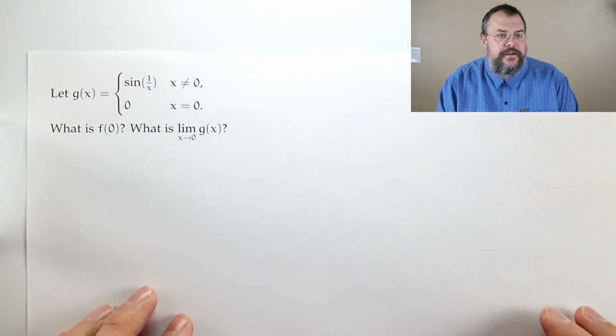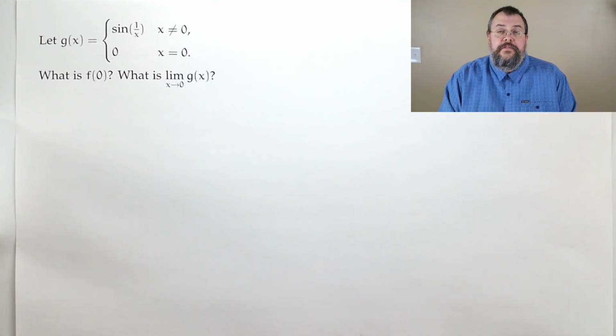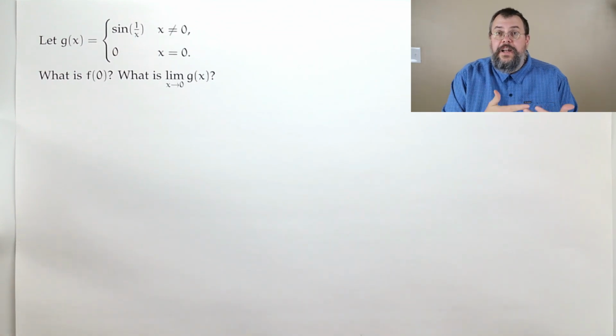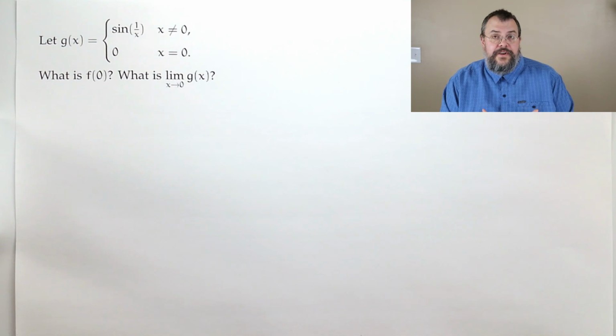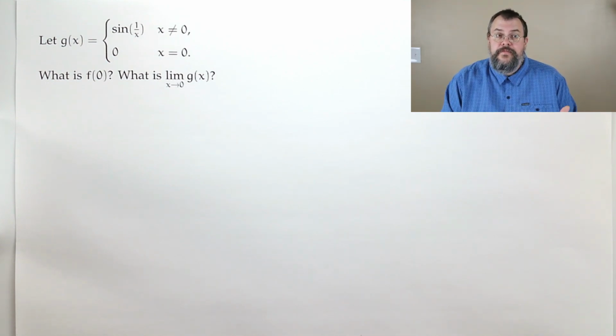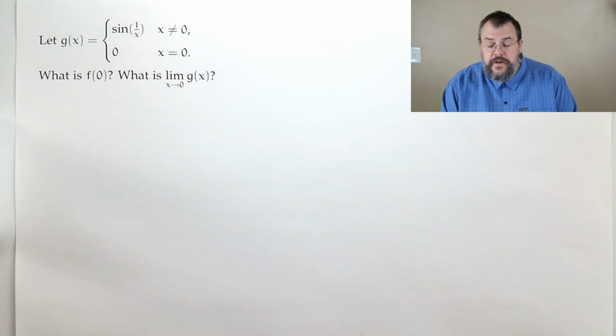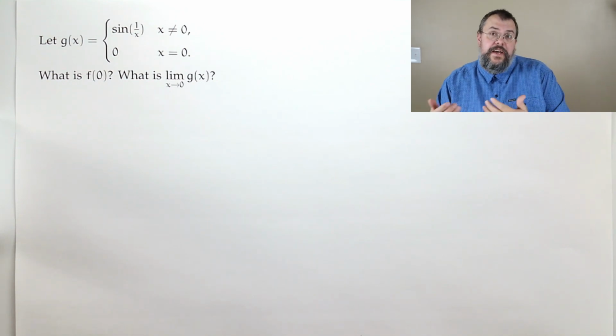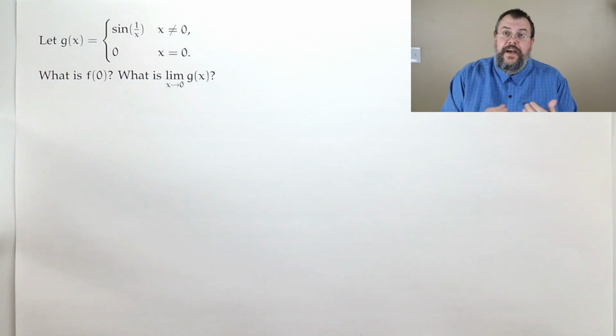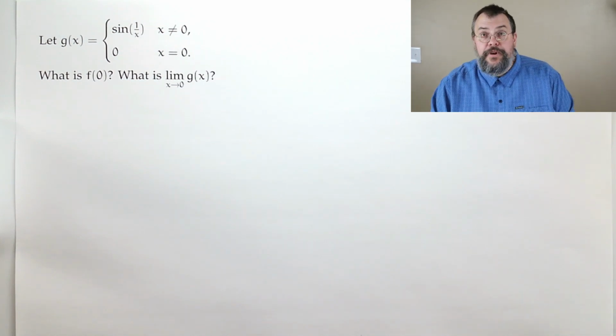Suppose we have the following problem. g of x is the function which is sine 1 over x if x is not 0, and it's 0 if x does equal 0. Now the question is, what is g of 0, and what is the limit as x goes to 0 of g of x? Both good questions.